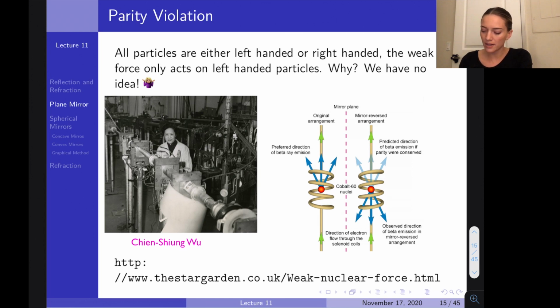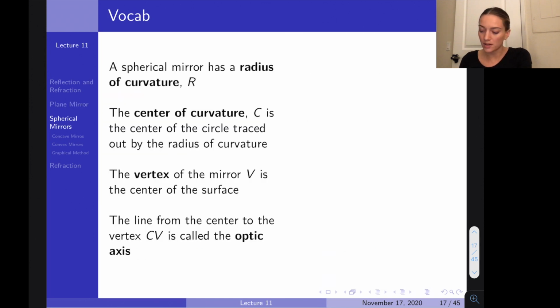So let's go on to talk about spherical mirrors. We need a little bit of vocabulary to talk about spherical mirrors first. When we talk about a spherical mirror, that's just any mirror that's a little bit curved. Even a spoon, you can think of as a spherical mirror.